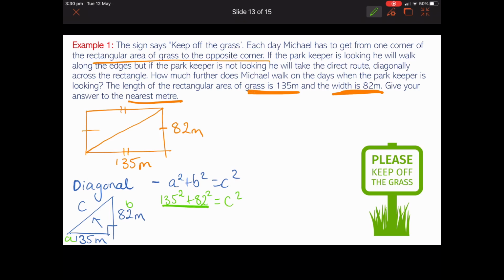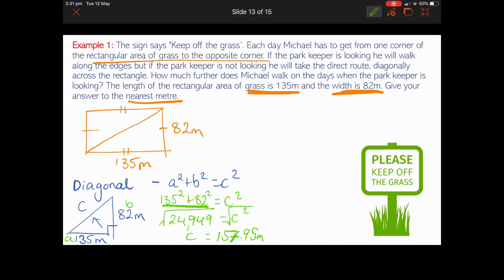If I square these and add them together, I get 24,949 equals c squared. And then I'm going to undo that square by square rooting, and I get c is equal to 157.95. So don't be tempted to then go to the back of the book and go, oh, I've got the answer. Actually look at what it's asking for.